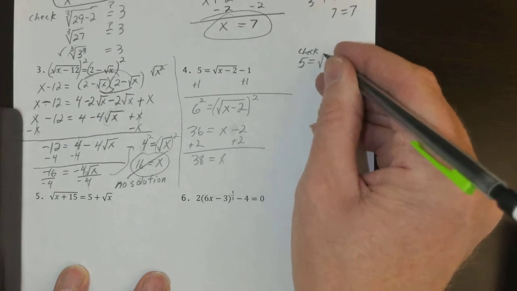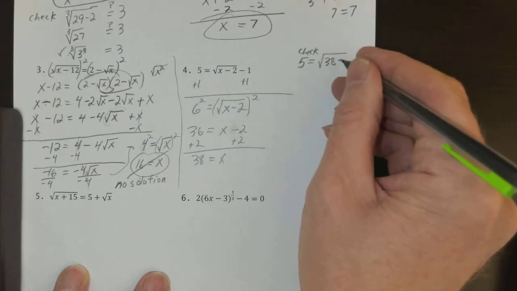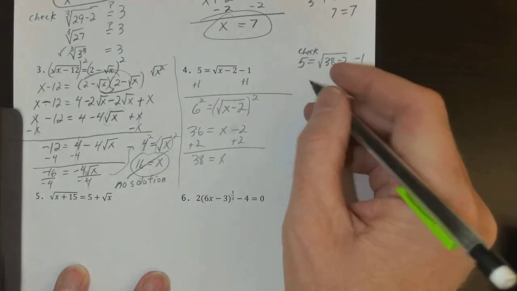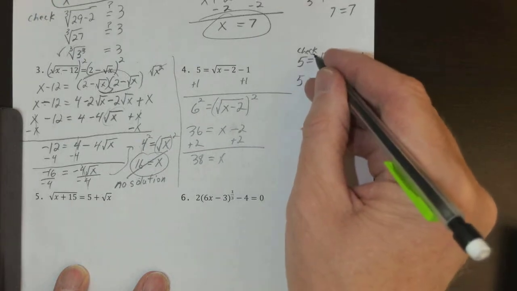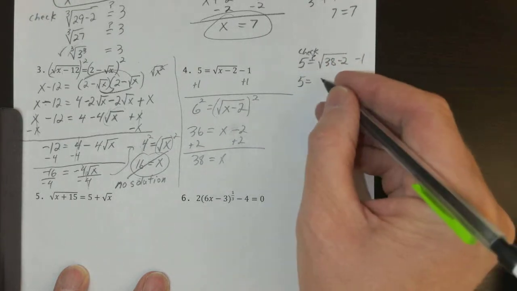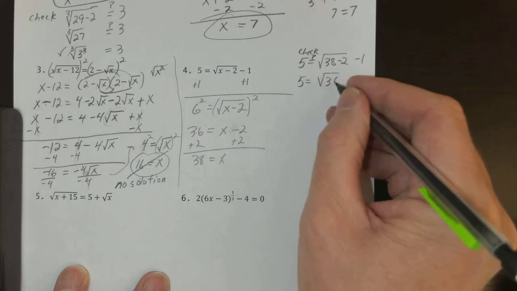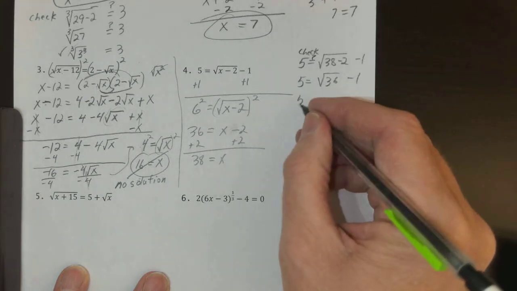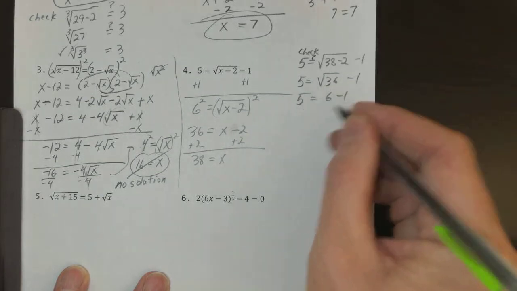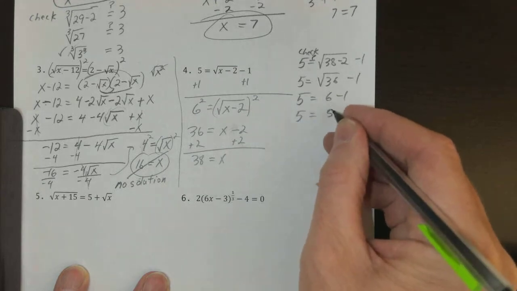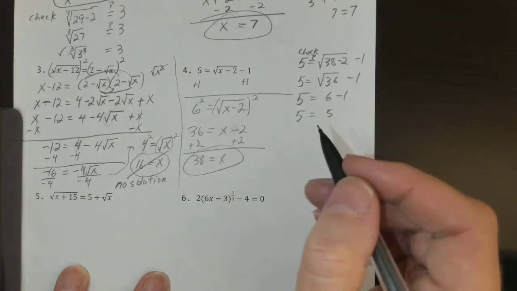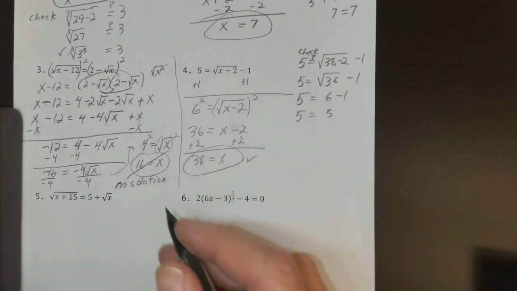Does 5 equal the square root of 38 minus 2, minus 1? Does 5 equal the square root of 36 minus 1? Does 5 equal 6 minus 1? Yes, it does. 5 equals 5. All right, we're good, and we've checked it.